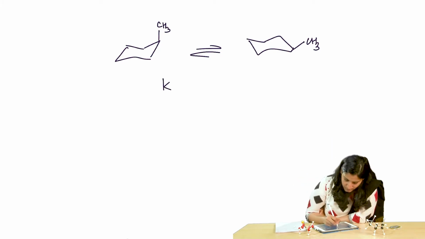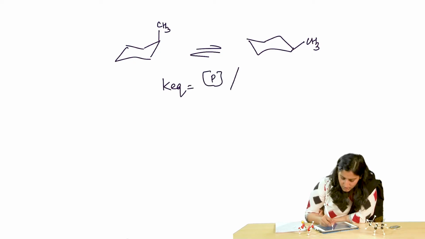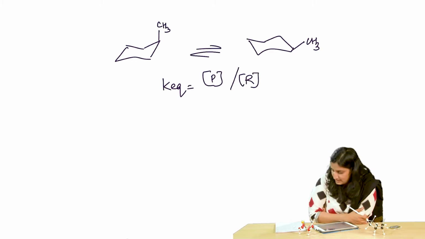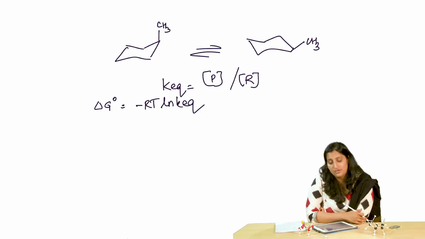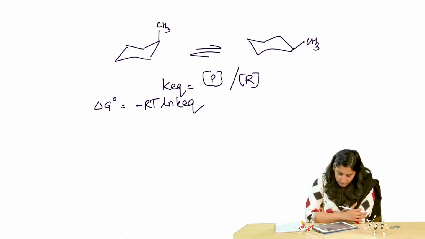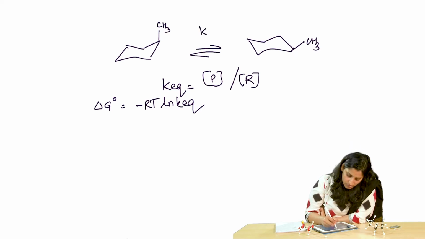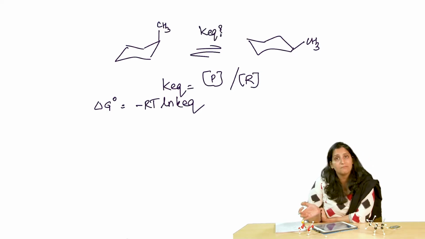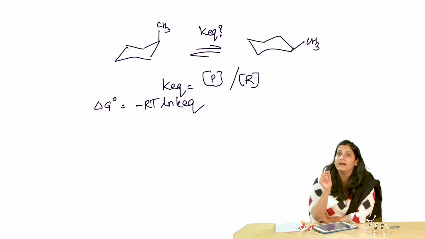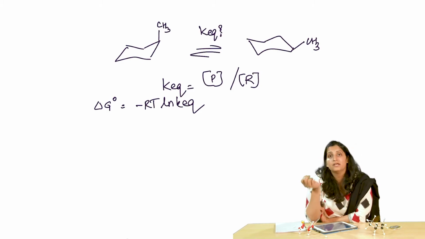So, the KEQ for this process, not a reaction but a process, will be concentration of products over concentration of reactants. We also know that delta G0 is minus RT ln KEQ, right. That is the Van 't Hoff equation. Now, we want to figure out what is the KEQ for this particular process. In order to do that, I would like to assume that the temperature is room temperature, and the delta G0 value we have to look up in a table.